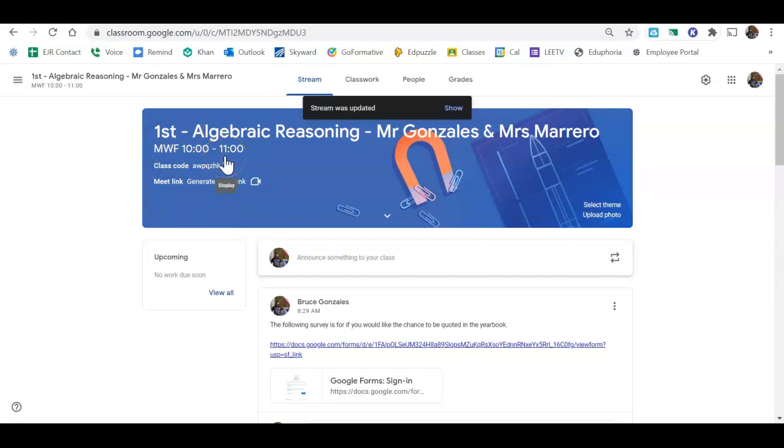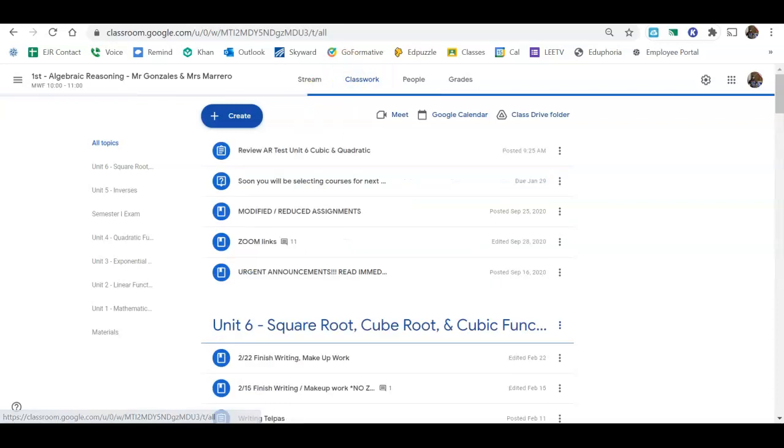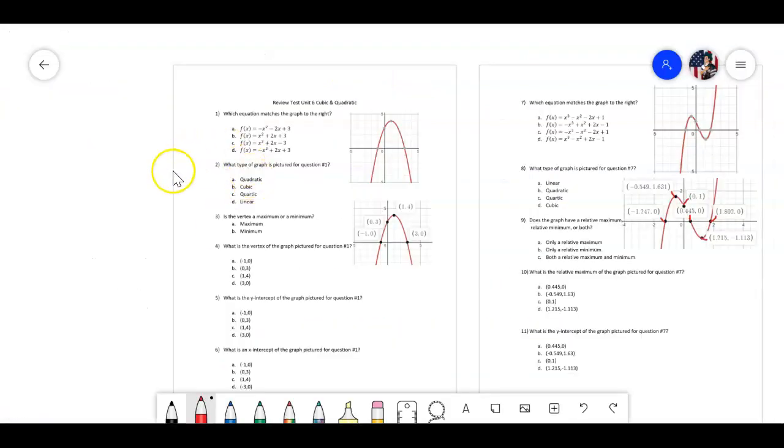All right, algebraic reasoning. Today we are doing a review. The review looks like this. We are going to have a test next class over this Unit 6 stuff. That's cubic graphs and quadratic graphs. We didn't get to tables in time, but we do need to take this test.